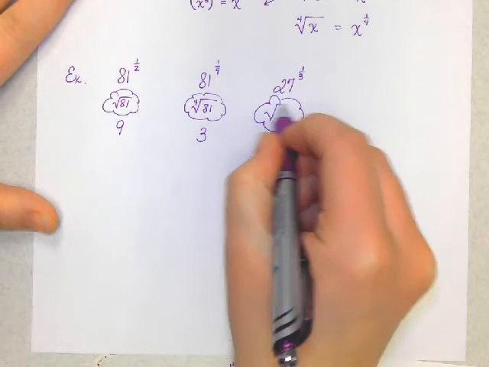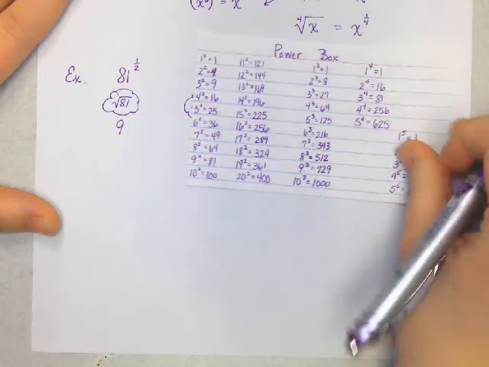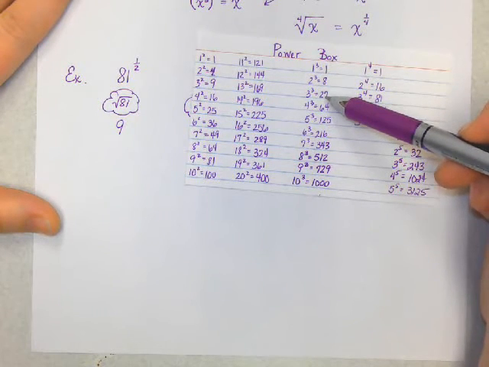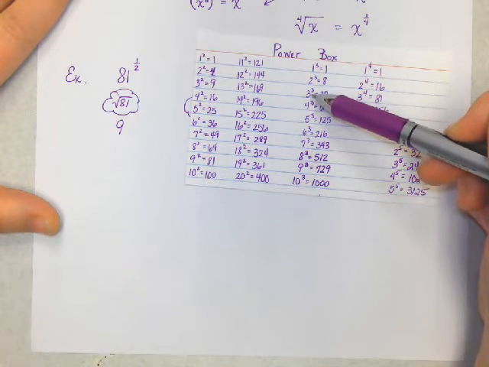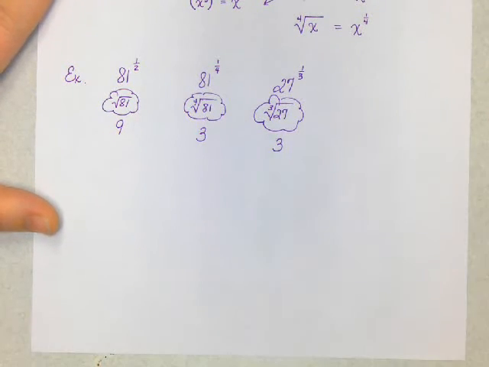One more simple one. 32 to the 1/5 power would be asking me to do the 5th root of 32. And when I look here, my power is a 5. 32 requires me to do a 2 to the 5th power. So the answer is 2.